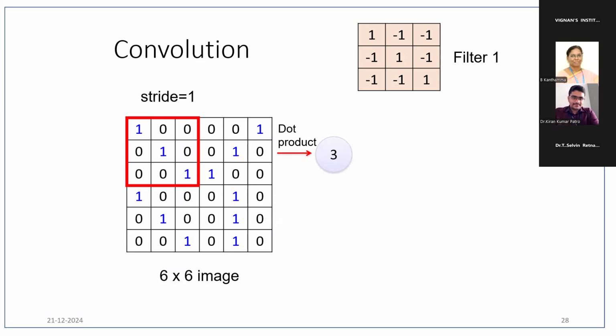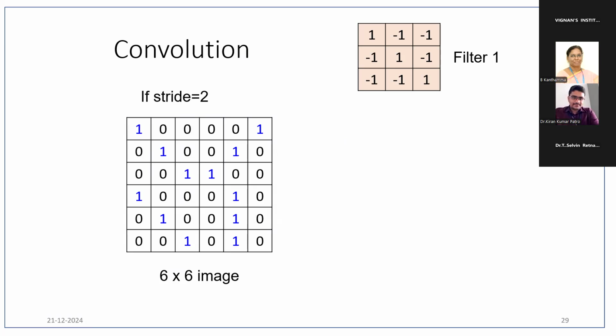Suppose this is stride 1, which means your mapping area will move only one position to the right side. See, now it is mapped to this portion. Again, you can perform dot product: 0 into 1, 0 into -1. The final answer is -1. After performing dot product, you are getting -1.